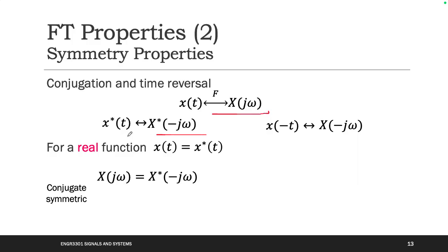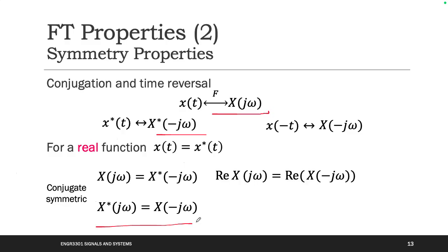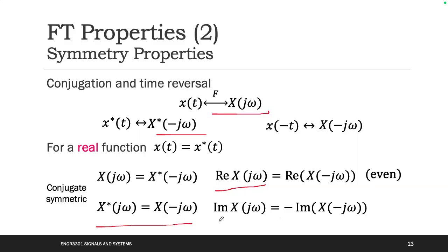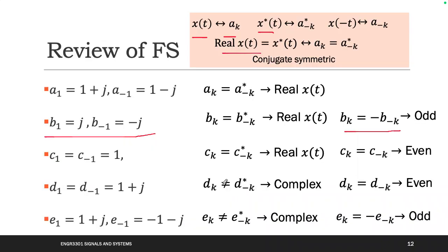We call it conjugate symmetric. Also you can write it down like this, because you can see the conjugate here and also here. It's the same thing. For the real part, if you have this one, the real part will equal this one, which means it is even. And if you have this one, this one is odd. That makes sense to you? It's very similar to the FS coefficient. Any question so far?